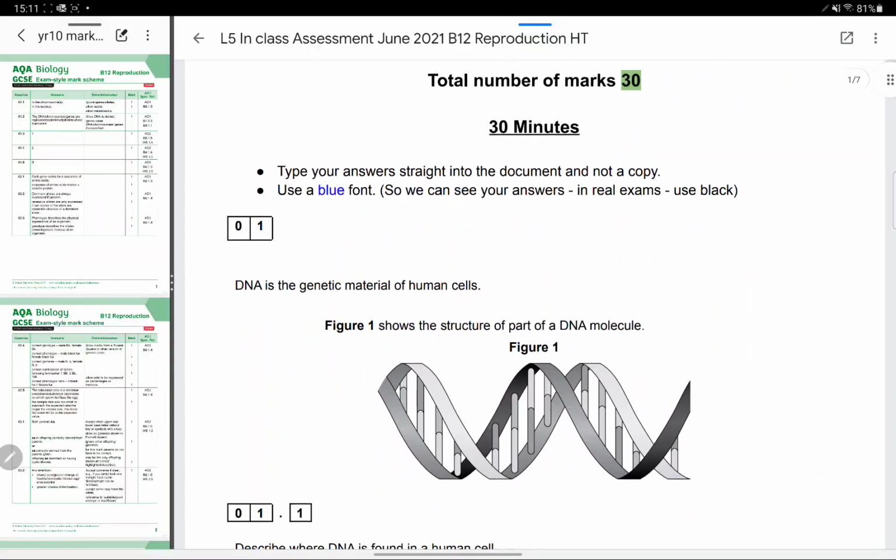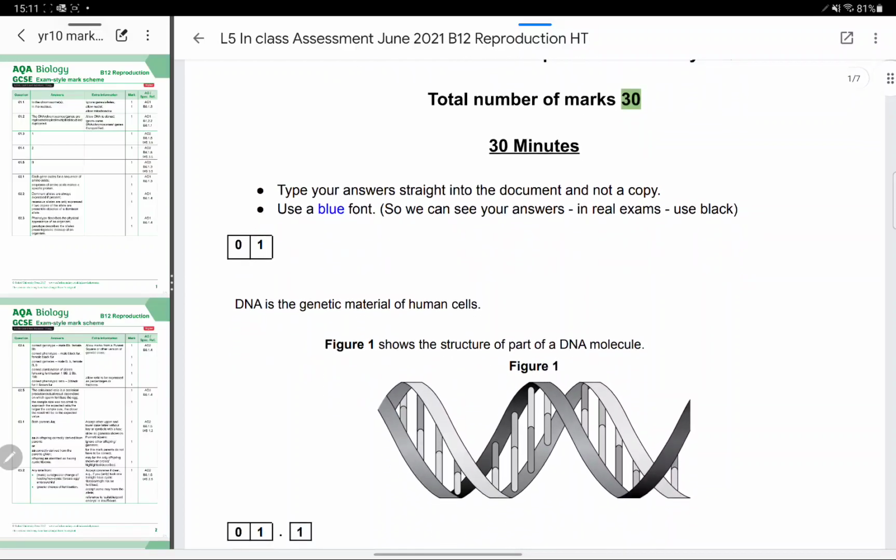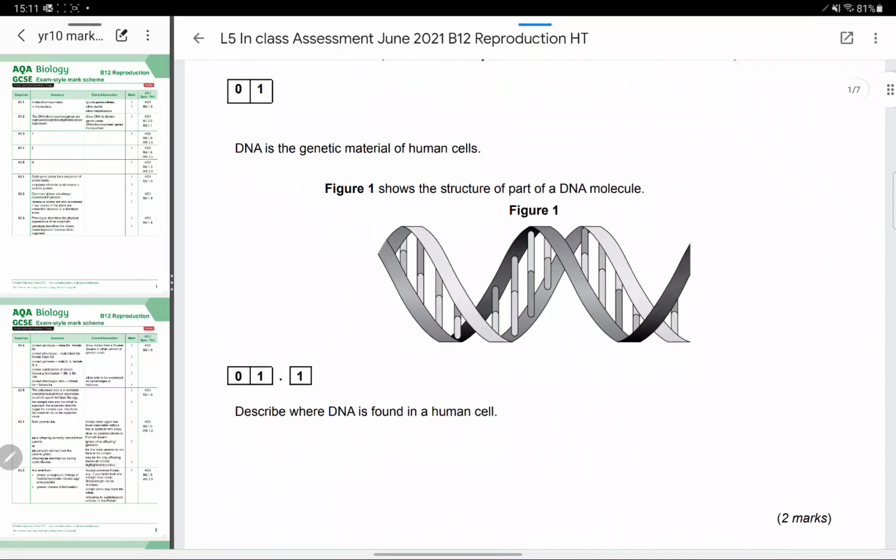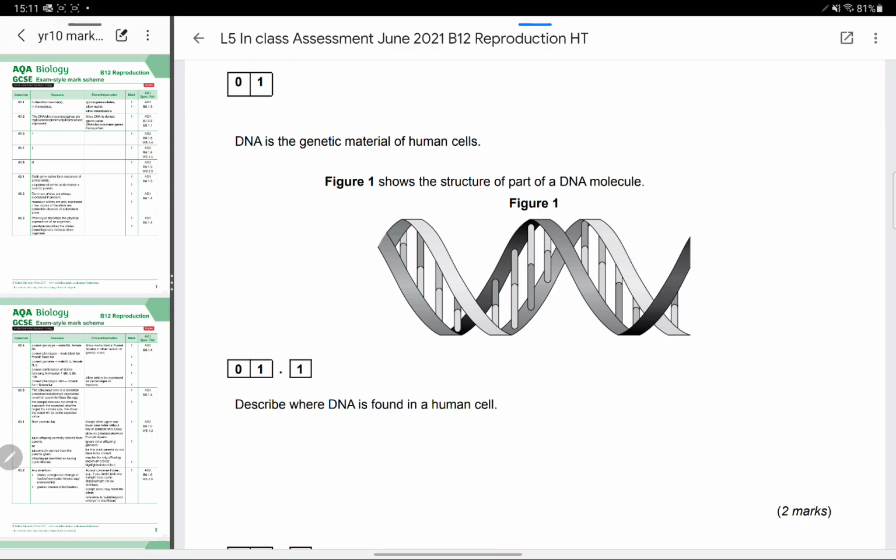Hello everyone. So I'm going to go through the Unit 12 test, and in this I'd like you to think about whether you have got the knowledge, whether it's exam technique that you've fallen foul of if you haven't got the marks, or whether it's understanding.